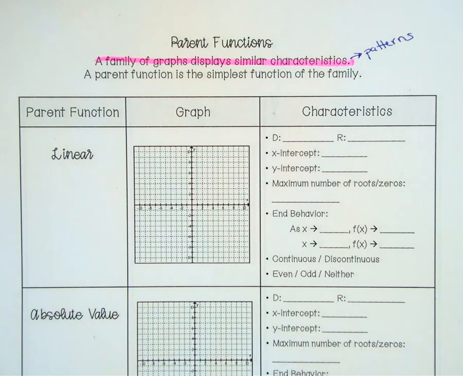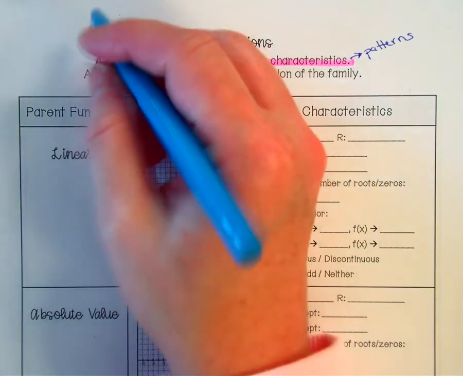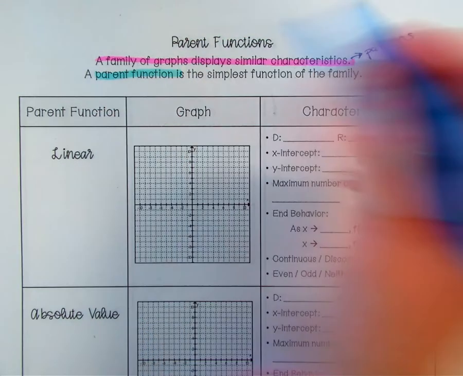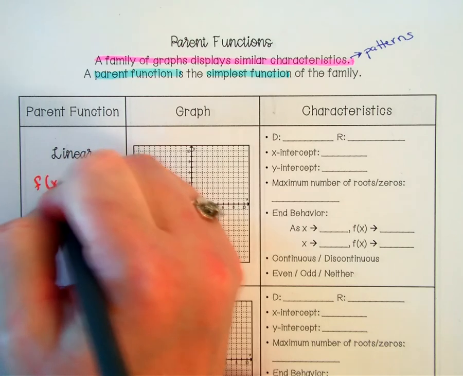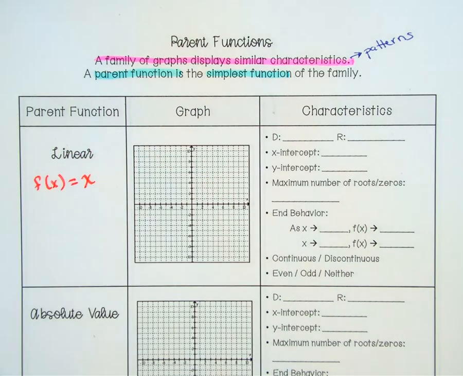So each family has what we call a parent function, which is the simplest function within that family. That is what we call our parent function. And then what happens with that parent function is we take it and we shift it around and we make some changes to it, and that's the other functions that we end up dealing with. So we're going to start off with the one that you've been dealing with for most of your mathematical careers, our linear function. So our linear parent function is f of x equals x.